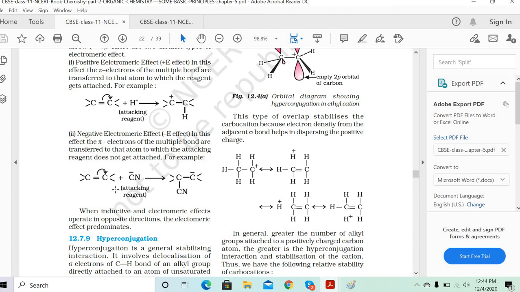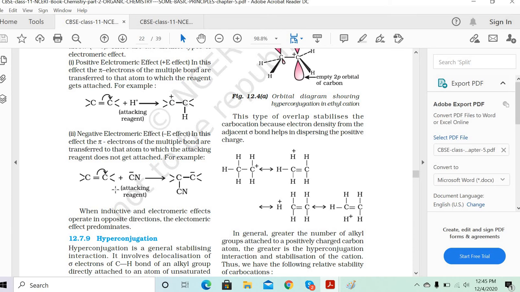This can attack the nucleus which has the positive charge, because it has an extra electron. It can give it to the nucleus and form the bond with it, right? Now in this case the process remains the same as the previous one. The only thing that changes is that this attacking reagent is going to attack the carbon which has the positive charge on it. Previously the reagent was attacking the carbon which has more electrons, correct? That is mostly like an electrophile, isn't it?